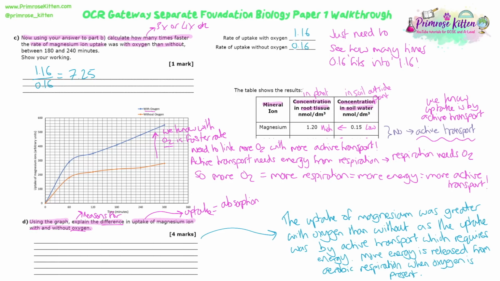So the uptake of magnesium was greater with oxygen than without because the uptake was by active transport, which requires energy. More energy is released from aerobic respiration when oxygen is present. And you could say than anaerobic respiration when oxygen is not present if you'd like to, but I don't think that part would be necessary.